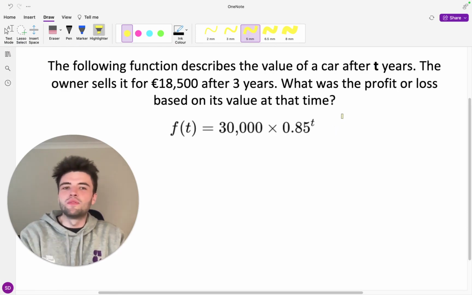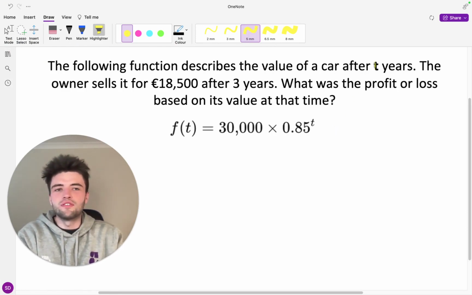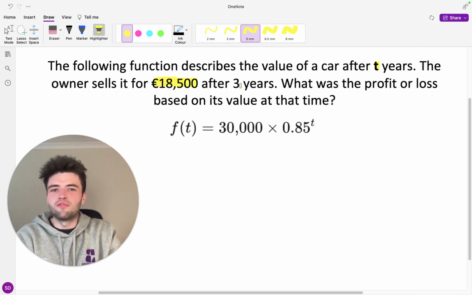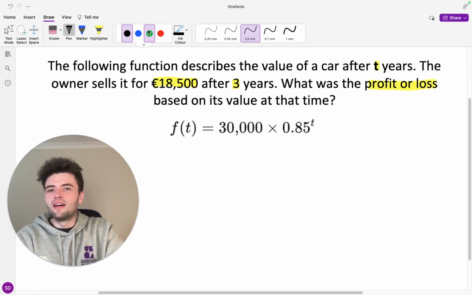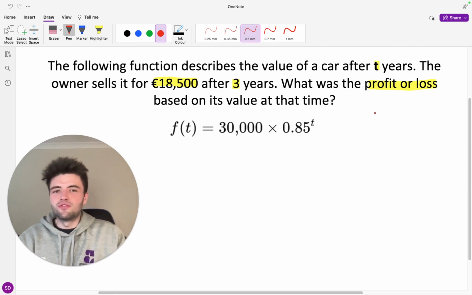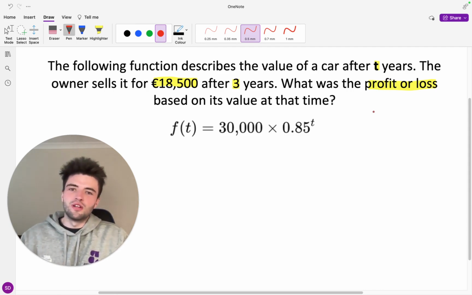So here we're once again dealing with our function to find the value of a car after t years. We're told in this one that the owner sells it for 18,500 after 3 years, and then we're asked what was the profit or loss based on its value at that time. So I always think it's good if you can break a question down into multiple steps, so you know which order to do it in.